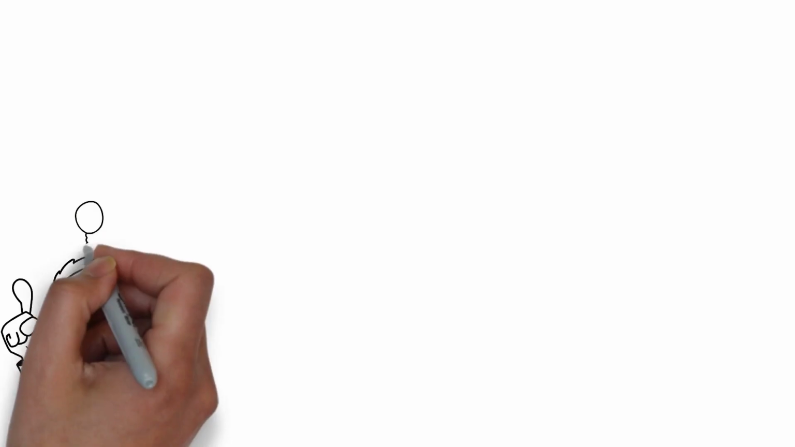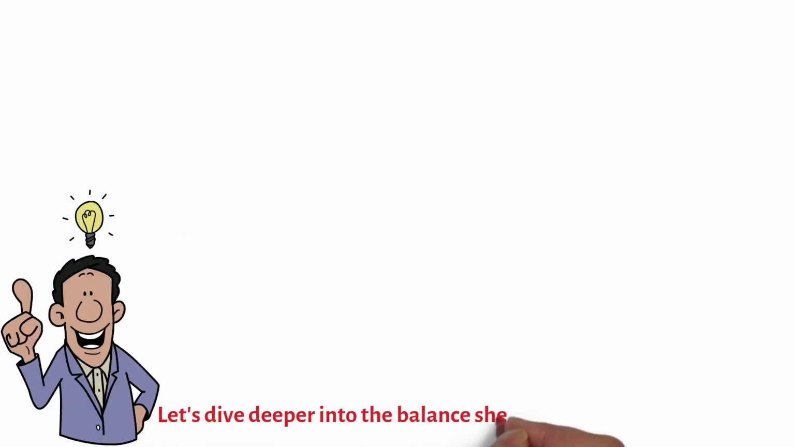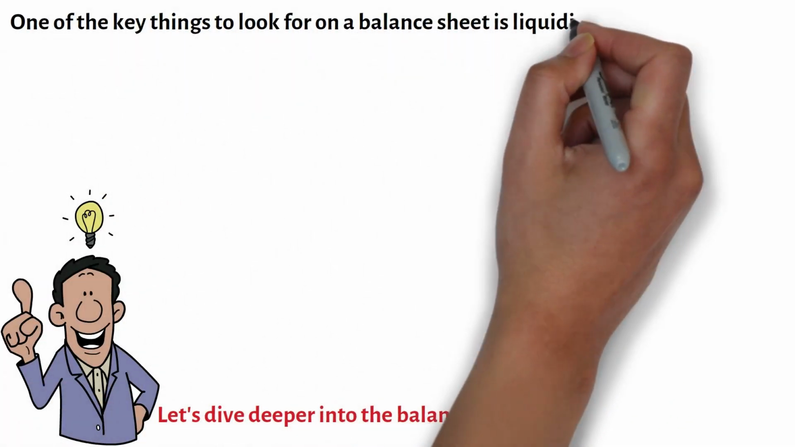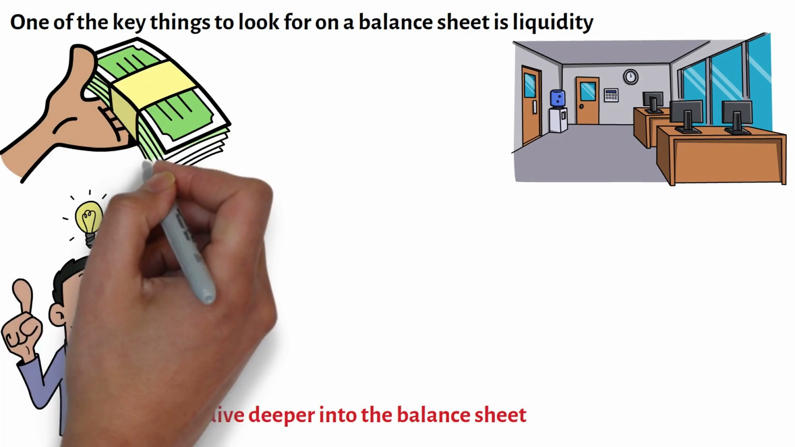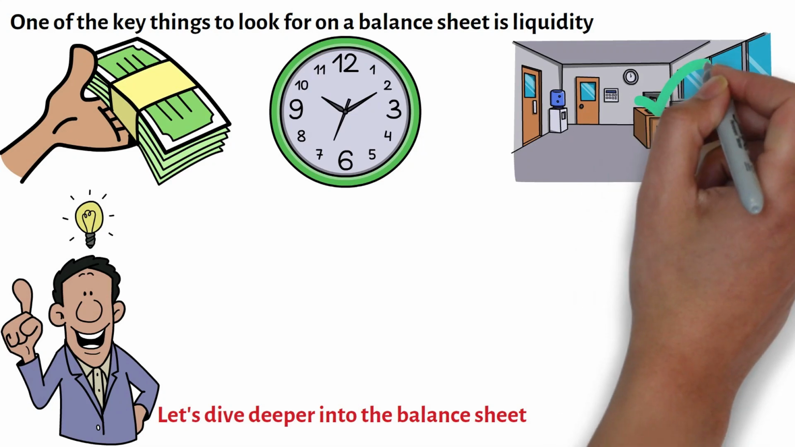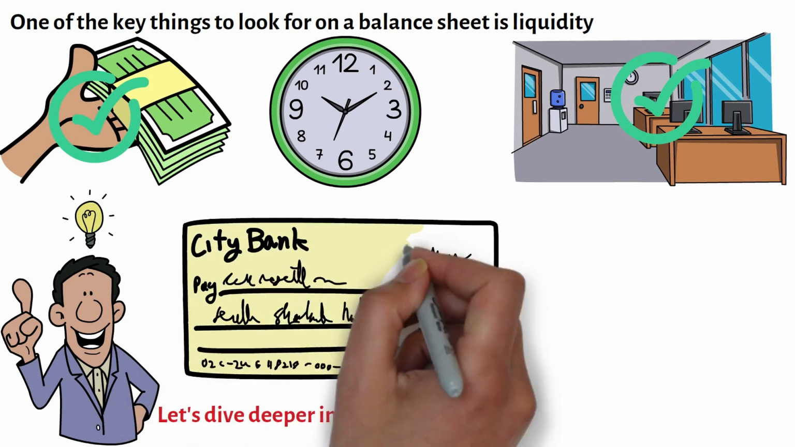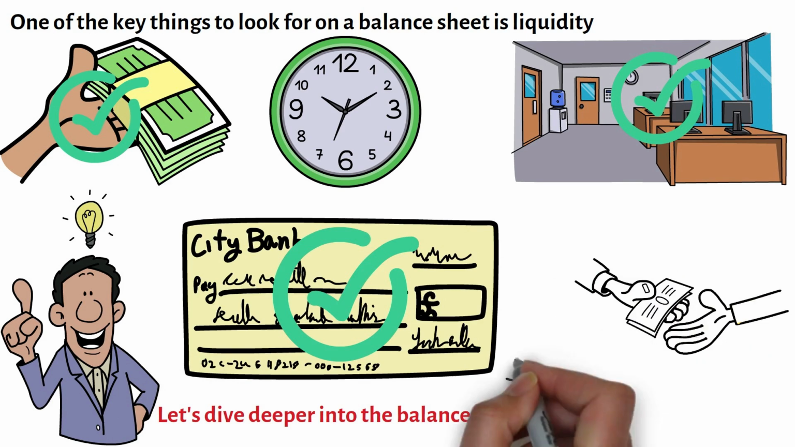Now that we know what each financial statement does, let's dive deeper into the balance sheet. One of the key things to look for on a balance sheet is liquidity. This refers to a company's ability to turn its assets into cash to meet short-term obligations. You can assess liquidity by comparing a company's current assets, like cash and accounts receivable, to its current liabilities, like accounts payable and short-term debt.